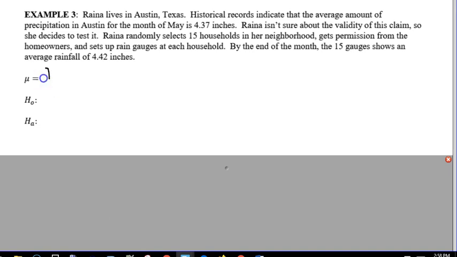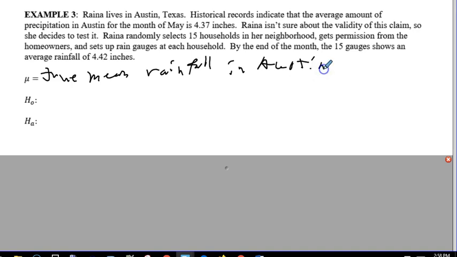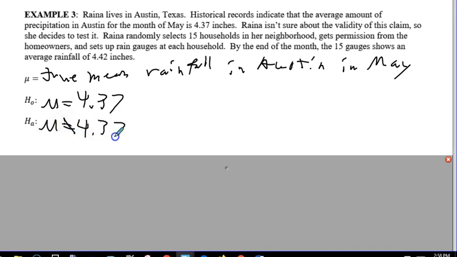All right? So, true mean rainfall in Austin in May. That's it. You know, you could say during the month of May in Austin, Texas, whatever. It's as complex as you want to make it, or it's simple. Now, what's the H0? The average they report. Remember, the H0 is always equal. So we're using the number they gave us. Now, she's not saying greater, she's not saying less, she's just not sure. So the Ha is going to be not equal to 4.37.